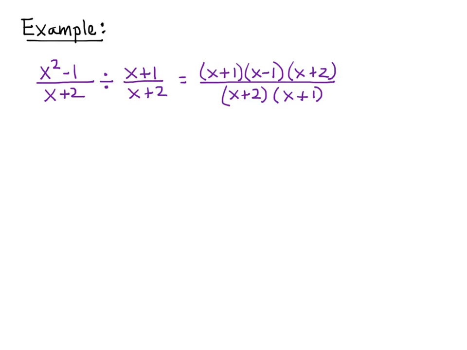So now I have three terms in the numerator, 2 terms in the denominator, and I can start looking for ones that I can cancel. So the x plus 1s cancel, the x plus 2's cancel, and so I still have to recognize the domain restriction here, but my expression is going to be equal to simply x minus 1.